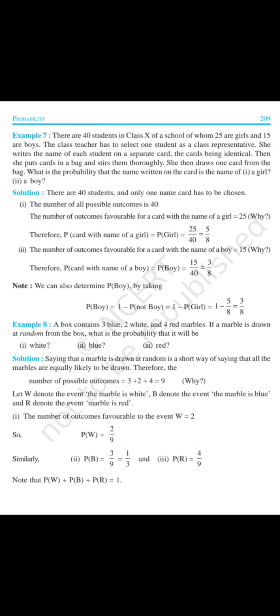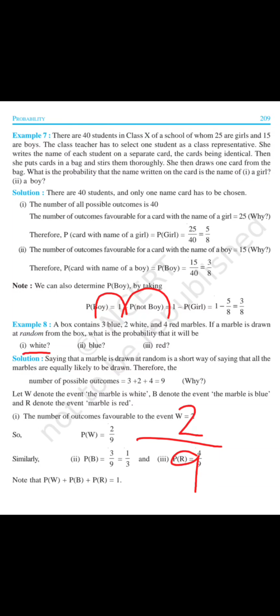A box contains 3 blue, 2 white, and 4 red marbles. If a marble is drawn at random from the box, what is the probability that it will be white, blue, or red? So first we add them: 3 plus 2 is 5, and 5 plus 4 is 9. So total 9 marbles. First, the question for the white marbles. How many white marbles are there? 2. So the probability for white is 2 upon 9.